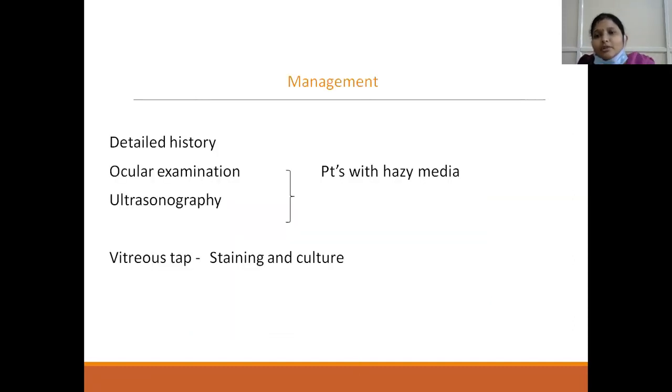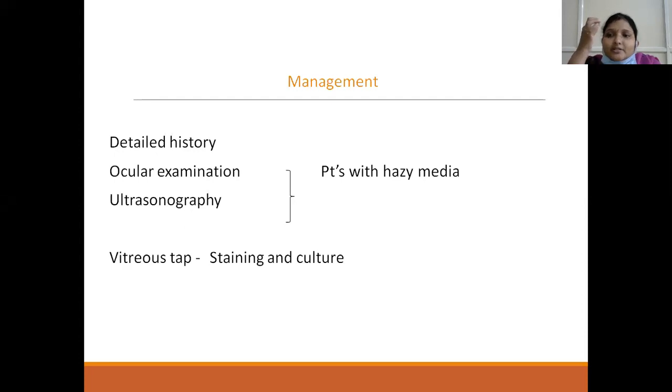So next, coming to the management of endophthalmitis. After we have identified the case as endophthalmitis, what should we do? We must first thoroughly ask the patient about the history. From where he got the source of infection is important. And since how many days he has been having pain and loss of vision, because early intervention can lead to improvement of the clinical picture. But if we have intervened late, then there is a worse prognosis.